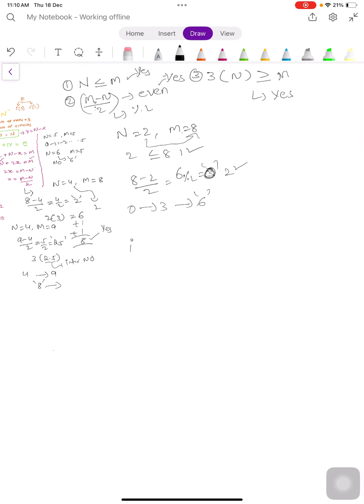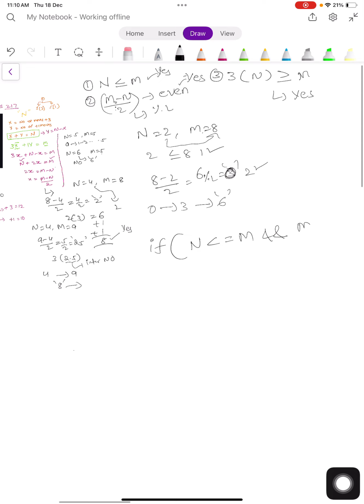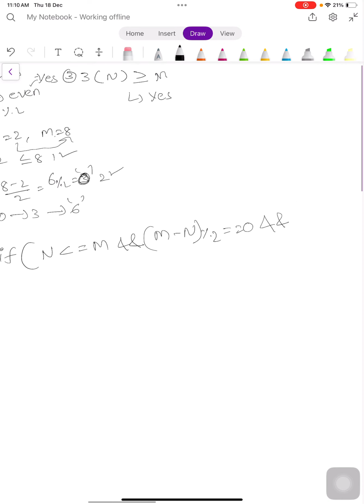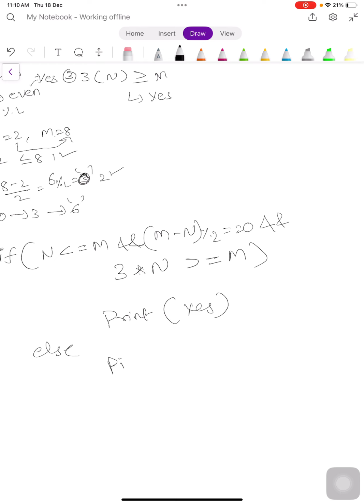So if I write the pseudocode, it will be: if n is less than or equal to m and (m minus n) modulo 2 is equal to 0 and 3 times n is greater than or equal to m, then in this case I can directly print yes, else I will print no.